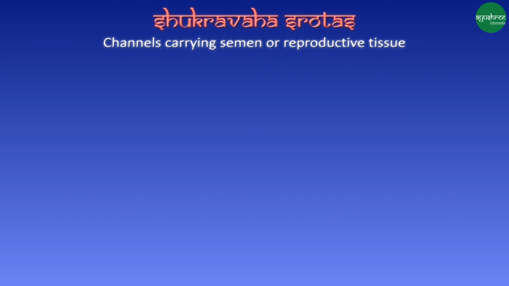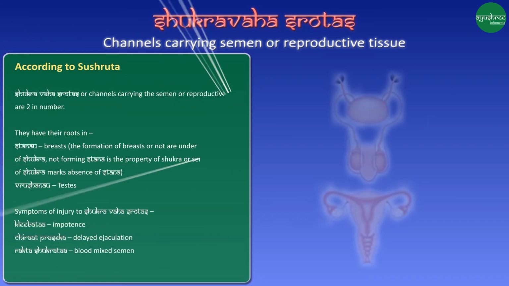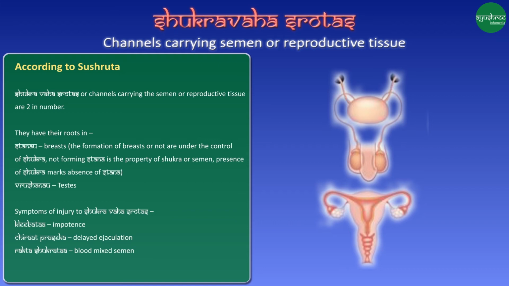Shukravah Srotas, channels carrying semen or reproductive tissue. According to Sushruta, Shukravah Srotas or channels carrying the semen or reproductive tissue are 2 in number.